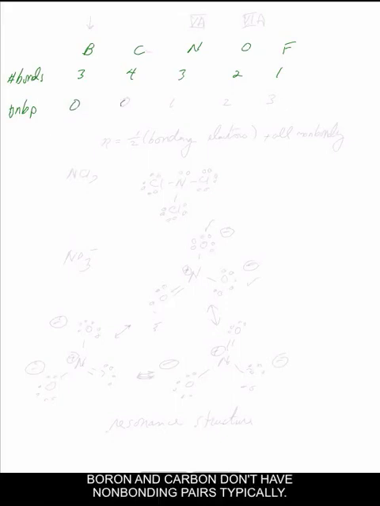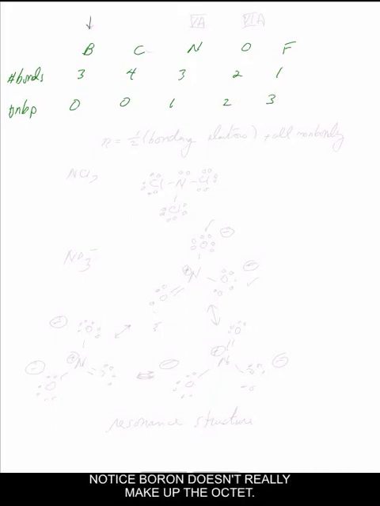Basically, looking at that table again, boron, carbon, nitrogen, oxygen, and fluorine, in terms of the numbers of bonds: boron makes 3, carbon 4, nitrogen 3, oxygen 2, and fluorine 1. And the number of non-bonding pairs: boron and carbon don't typically have non-bonding pairs. Nitrogen has 1, oxygen 2 sets, and fluorine 3.